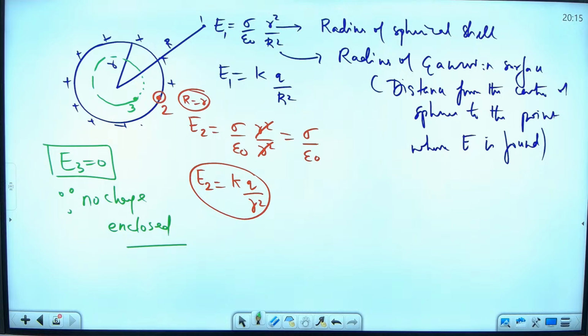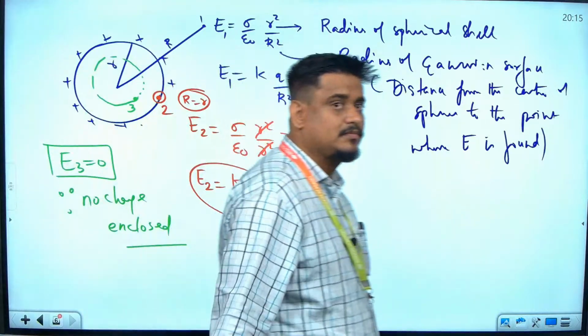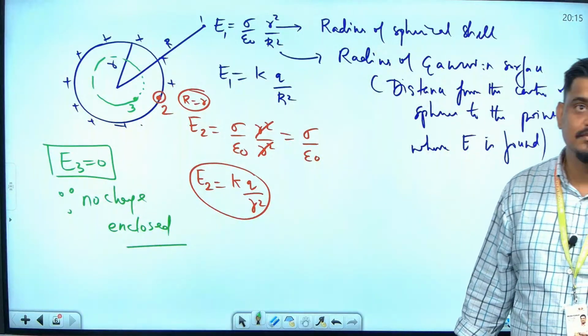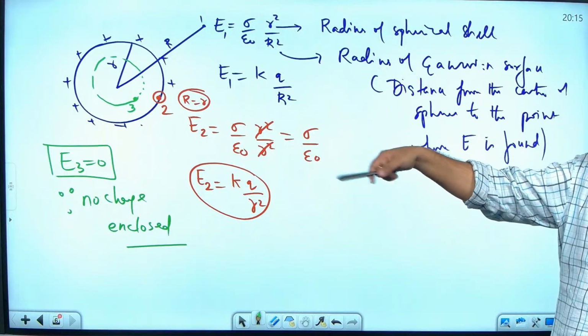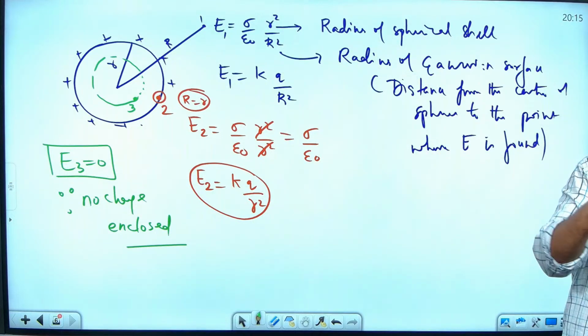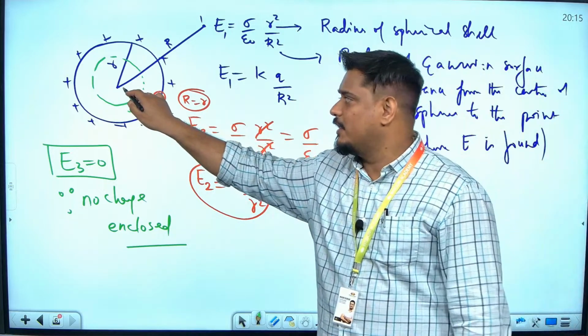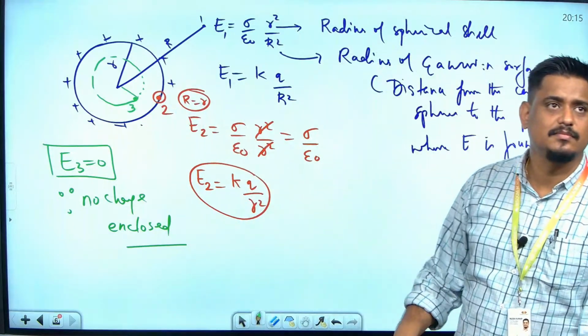Sir, what if the charge is placed at the center of the... Yes, please ask me, Deva. Then it will not be 0. If the charge is in the center of the shell, then the value of electric field will be kq by r square, and it depends on what this r value is. Okay.